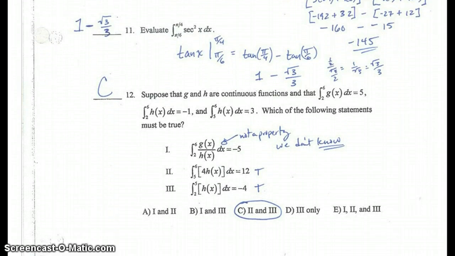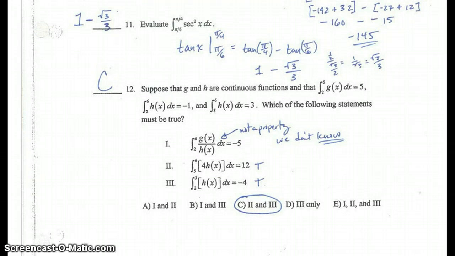For number 12, right? We're looking at things we know to be true versus things we don't know. We're evaluating truth versus falseness on our Roman numeral 1, Roman numeral 2, and Roman numeral 3. If we look at Roman numeral 1, not a property, so we don't know it's true. For 2 and 3, they follow the properties for integrals, therefore we know them to be true. Therefore, which solution, that would be C in this case, answers this question? And that's what we pick.